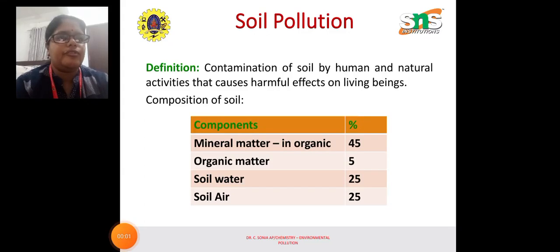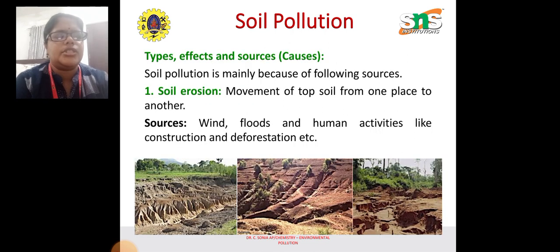as a part of environmental pollution. Now we are going to see about soil pollution. So, what is soil pollution? It is the contamination of soil by human and natural activities that causes harmful effects on living beings. Before seeing about soil pollution, let us see the composition of the soil by percentage. Mineral matter, inorganic, 45 percent, organic matter 5, soil water 25, soil air 25 percent.